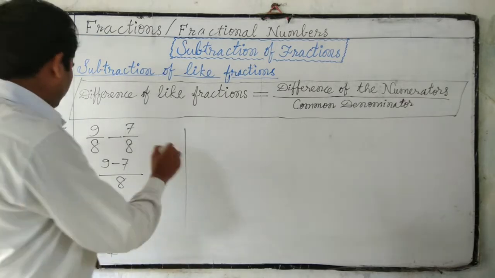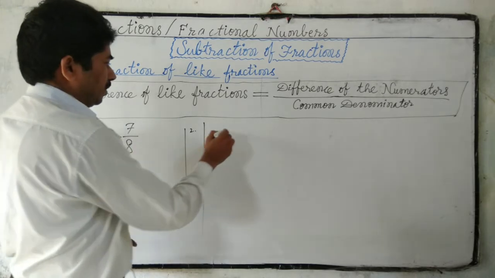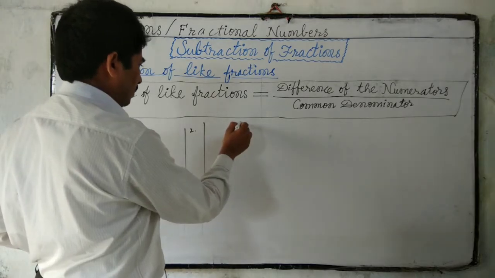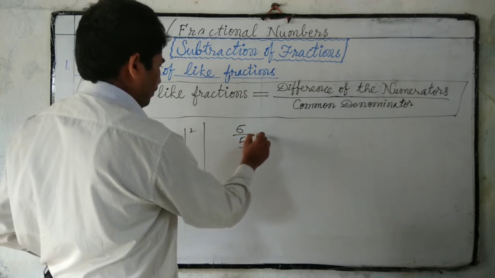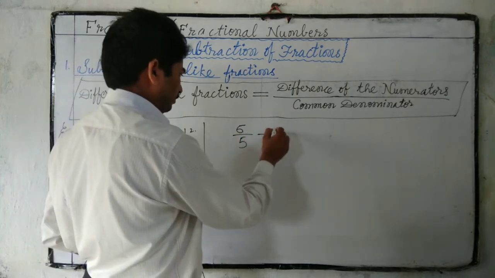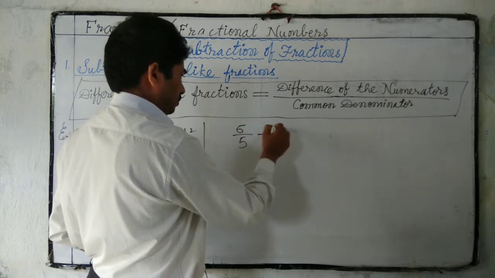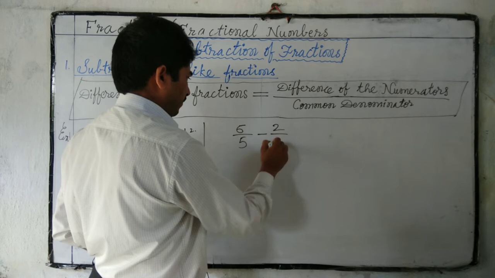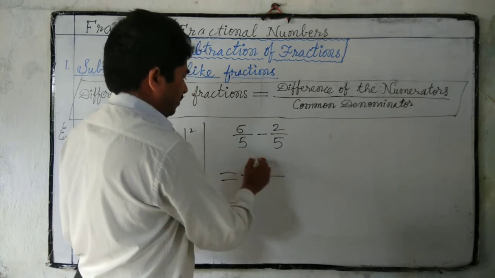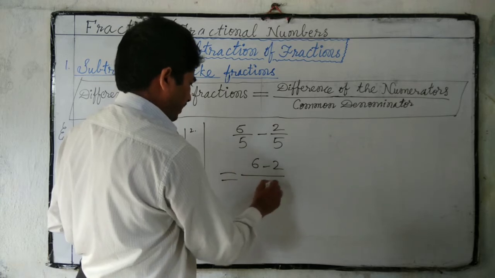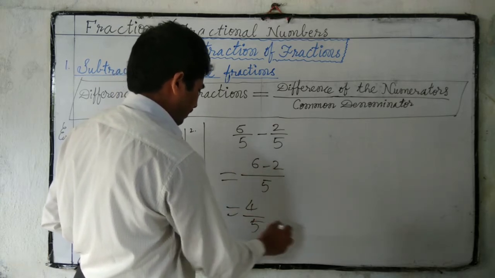One more example. 6/5 minus 2/5. 6 minus 2 over 5. 6 minus 2 is 4, so 4/5.